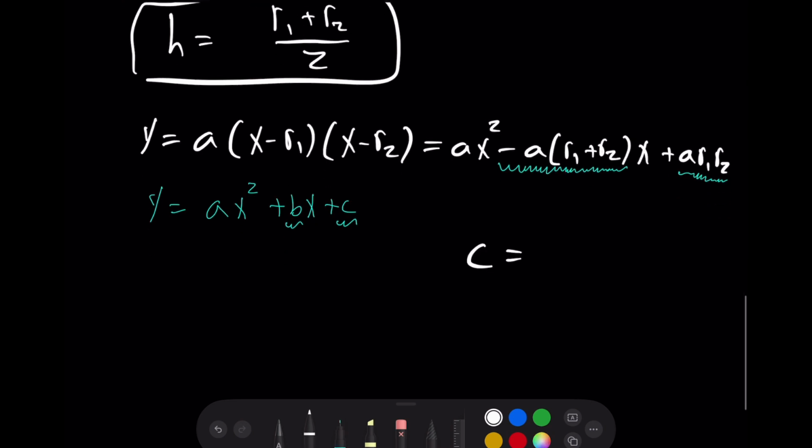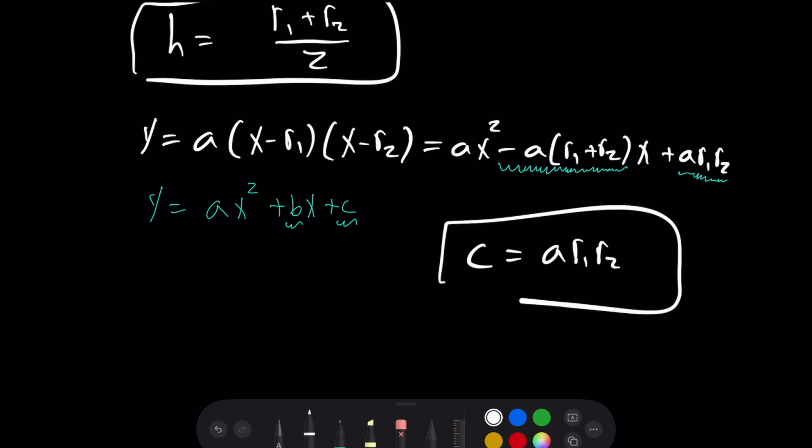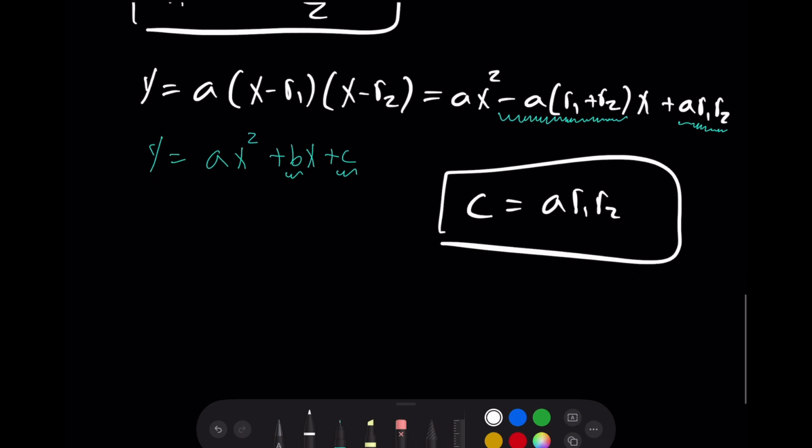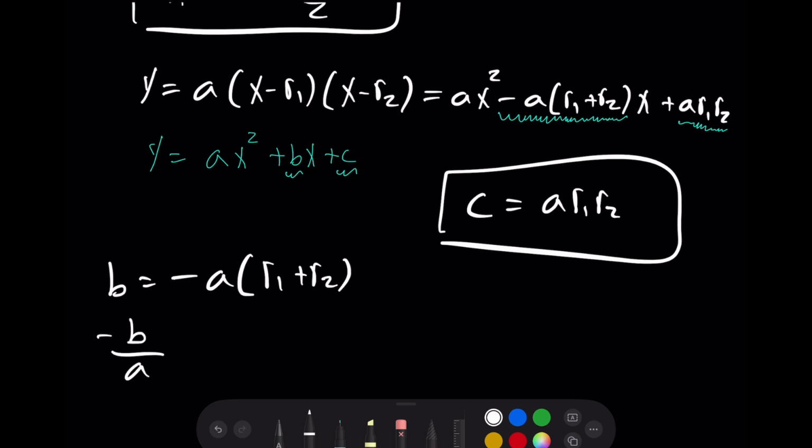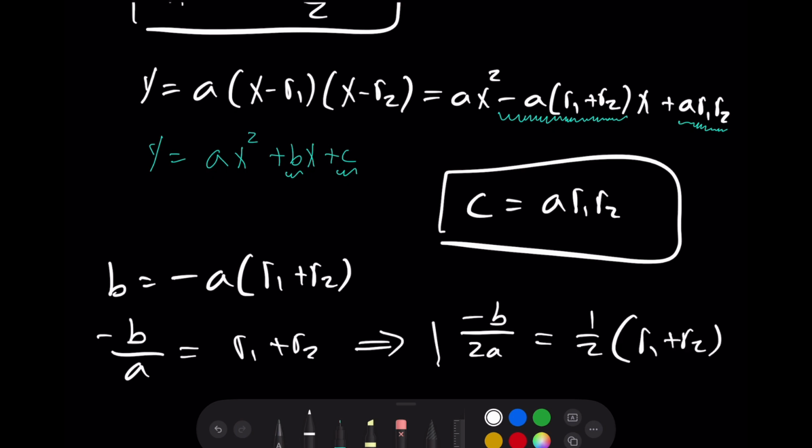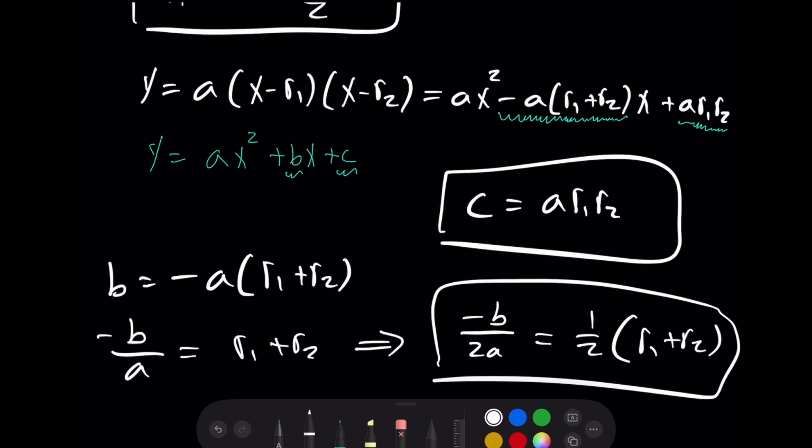So let's just say that. So we see that c is going to equal a times r sub 1 r sub 2. There, that's better. So that's c. But also, note that b is equal to minus a times the quantity r sub 1 plus r sub 2. So minus b over a is equal to r sub 1 plus r sub 2. Couldn't we just multiply both sides by 1/2? Sure, we can do that. So minus b over 2a is equal to 1/2 times the quantity r sub 1 plus r sub 2. Look there. The x-coordinate of the vertex is halfway between r sub 1 and r sub 2.